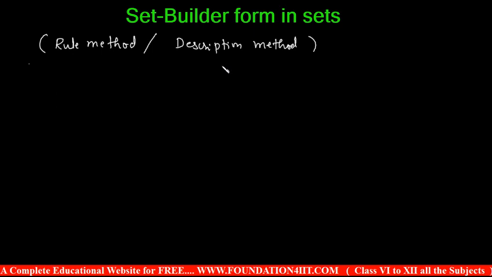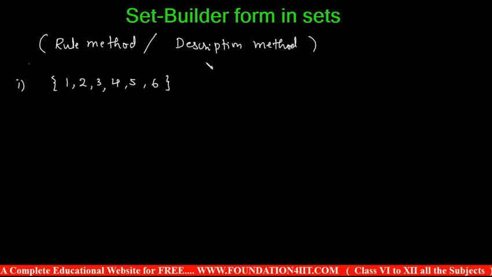Under this method, we list the properties satisfied by all the elements in the given set. We use the braces the same way. Let us see one example. There is one set having elements 1, 2, 3, 4, 5, 6. Now this is the roster form.